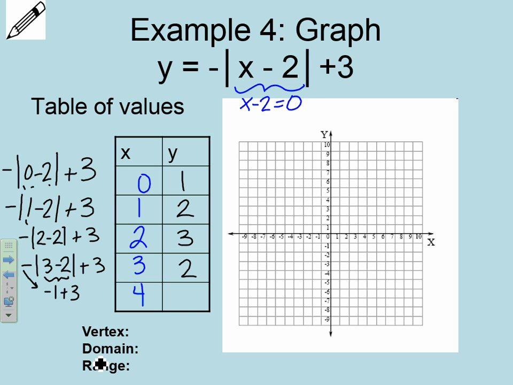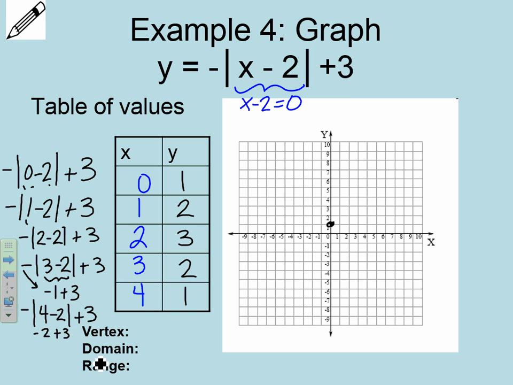And I think you can maybe guess what's going to happen with 4 here, but we'll see. 4 minus 2 is 2. Absolute value is still 2. Put a negative sign on it, becomes -2. Plus 3 is 1. Were you right? Probably. Okay, let's graph this thing.